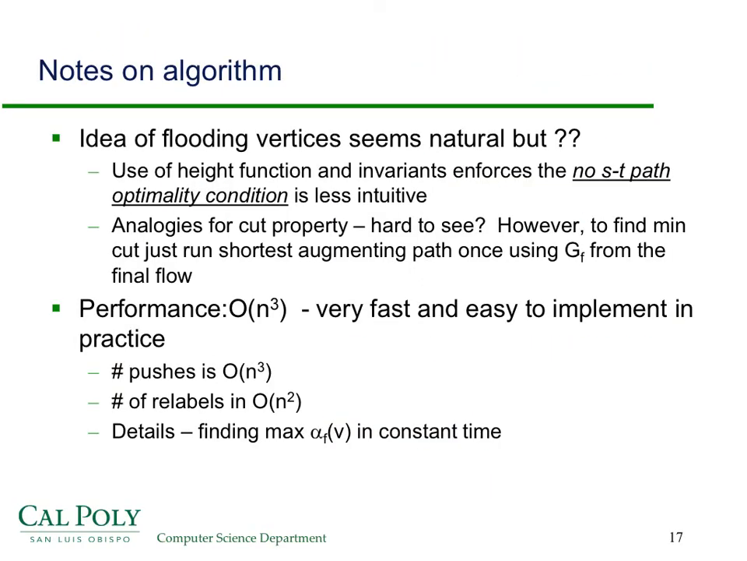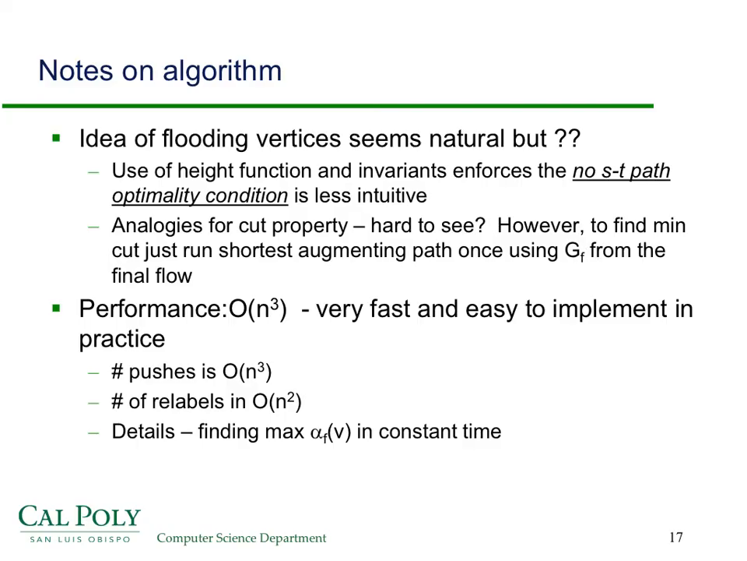So using the idea of flooding vertices seems natural, but we have to use this height function and invariants to enforce the no S-T path optimality condition. This is not intuitive. It took a long time for computer scientists to find this. So if you're finding it difficult to get your head around this, don't worry, you are not alone. The analogies for finding the min cut are a little hard to see, but basically you can find it easily enough by just running the shortest augmenting path once on the residual graph.